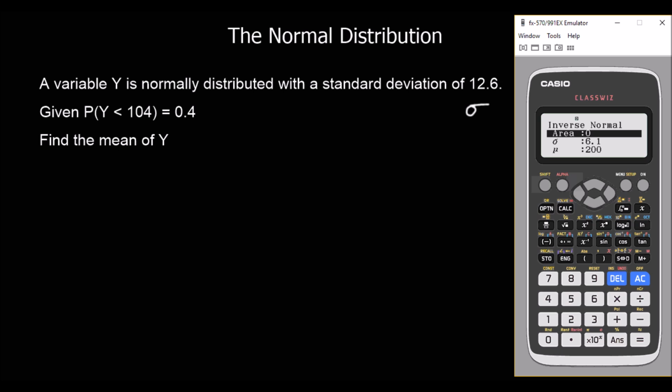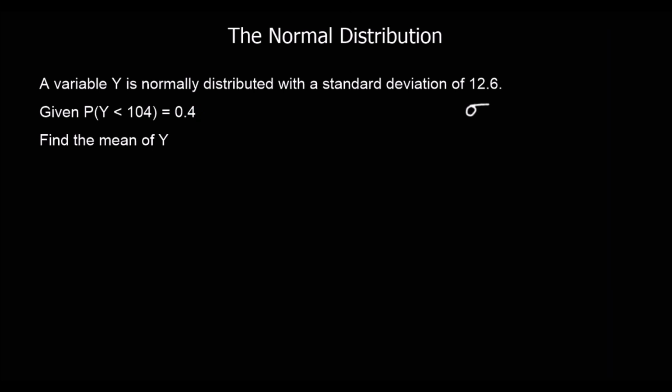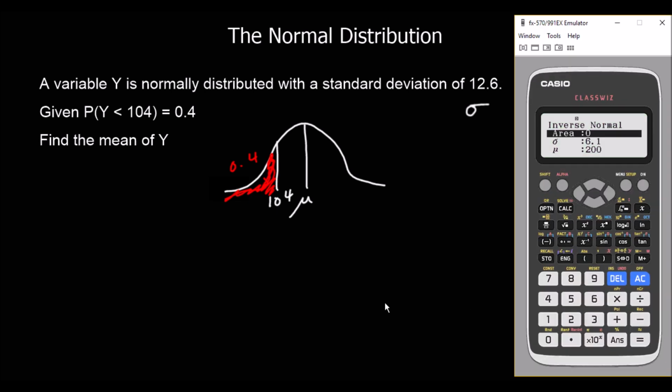So we need to know the area. So the probability that it's less than 104 is 0.4. So we've got a normal distribution. We've got a mean that we don't know. And we know the probability of it being less than 104. So less than 104, this bit here, has got an area of 0.4. So we're in our inverse normal function. We know the area is 0.4.